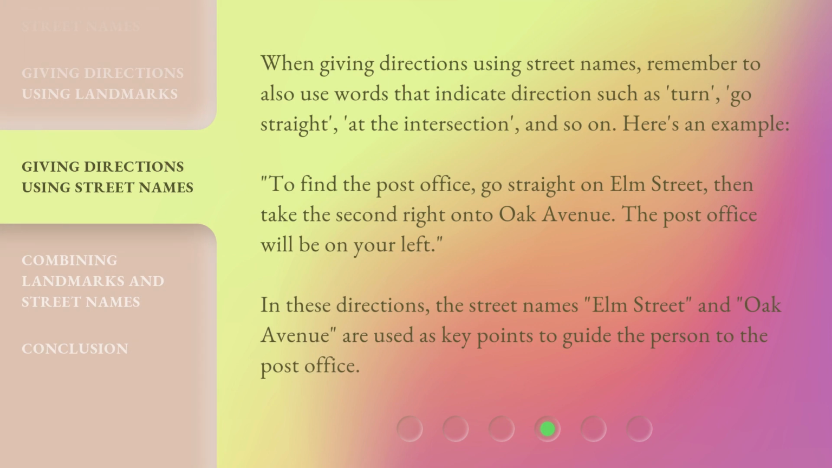When giving directions using street names, remember to also use words that indicate direction, such as turn, go straight, at the intersection, and so on. Here's an example. To find the post office, go straight on Elm Street, then take the second right onto Oak Avenue. The post office will be on your left. In these directions, the street names Elm Street and Oak Avenue are used as key points to guide the person to the post office.